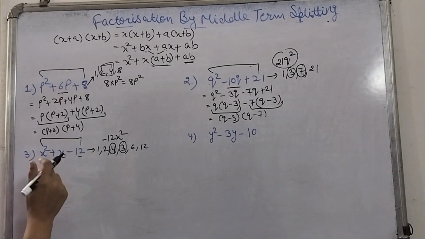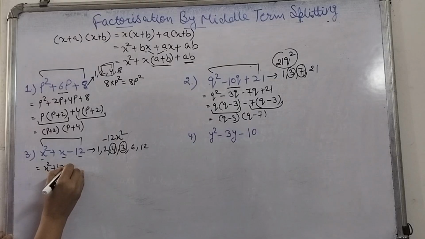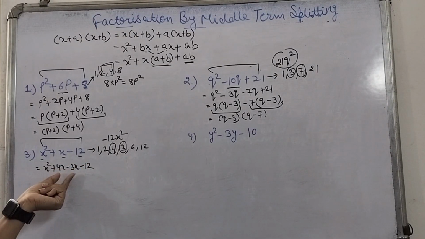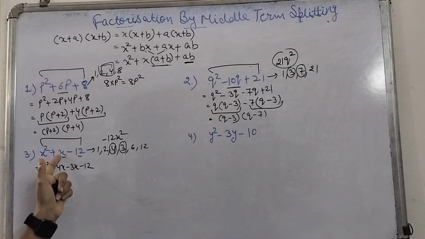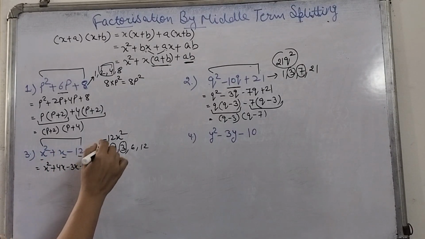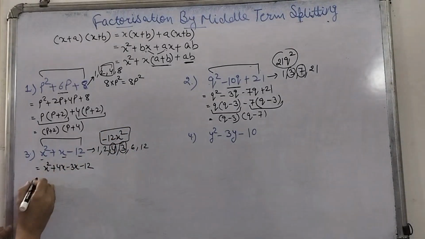Now, how can we write this x? It is x square plus 4x minus 3x minus 12. If we add these two, 4x and minus 3x, we get plus x. And if we multiply plus 4x and minus 3x, we get minus 12x square. So further we will be solving it.